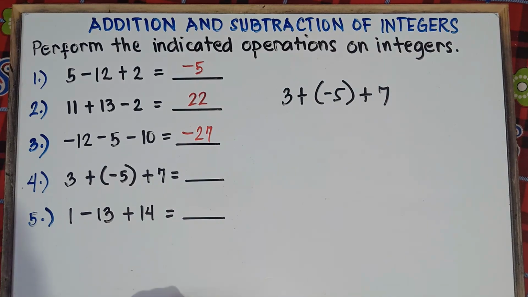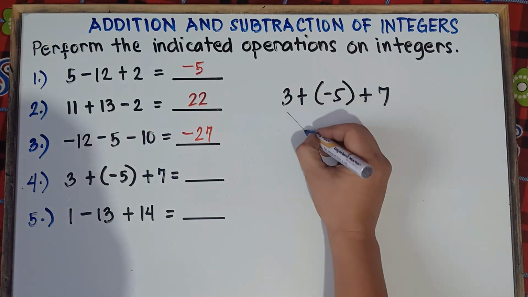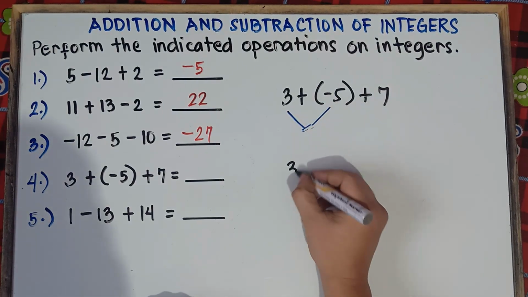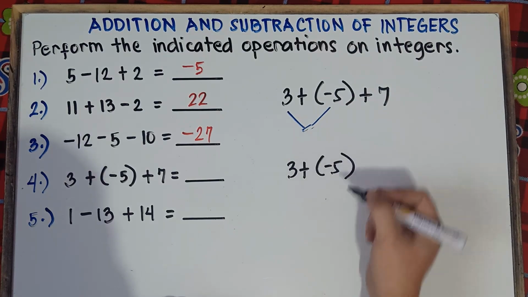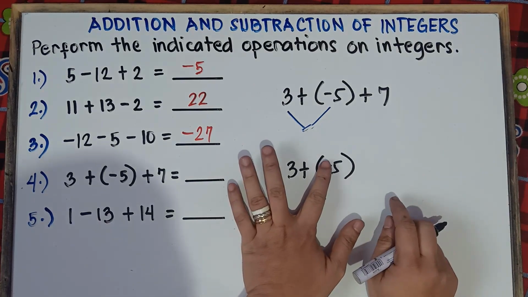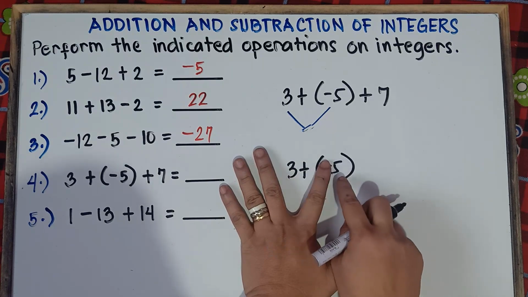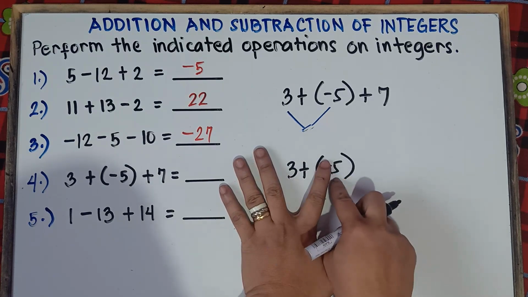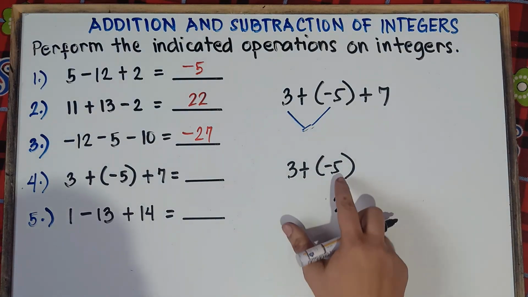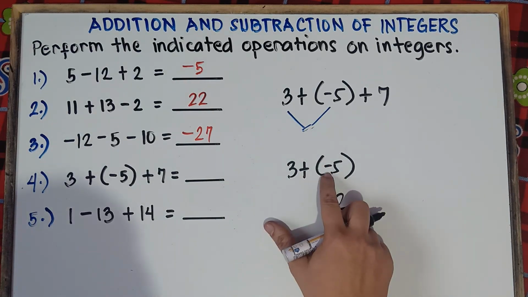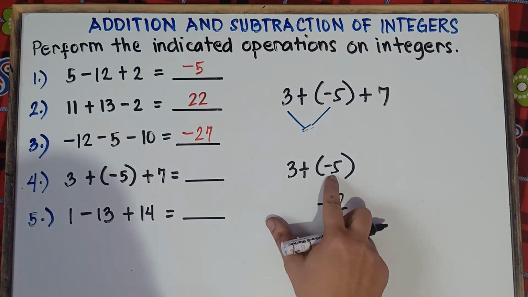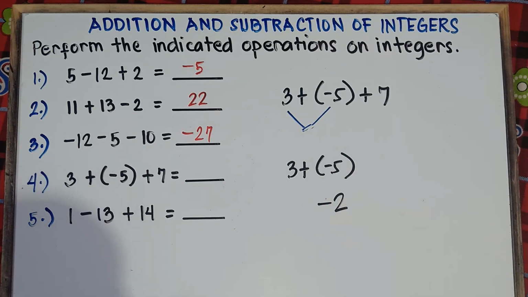So we start with 3 and negative 5. So 3 plus negative 5. Rules in addition: if they don't have the same sign, we subtract. So ignore first the sign. Subtract 5 minus 3. It must be the bigger number minus the smaller number. 5 minus 3, that is 2. And then copy the sign of the larger number. Now, since 5 is greater than 3, we copy the sign. So the answer is negative 2. Once again, 3 plus negative 5, the answer is negative 2.